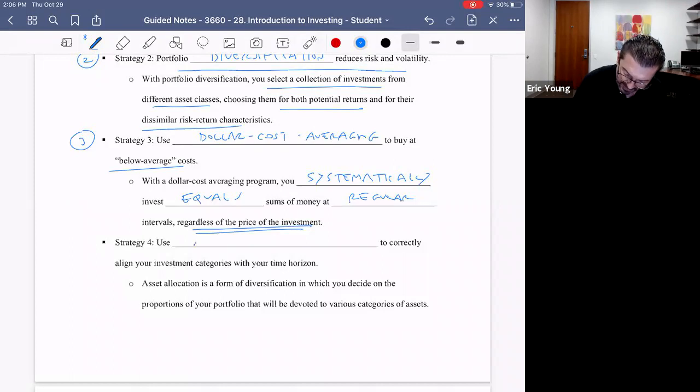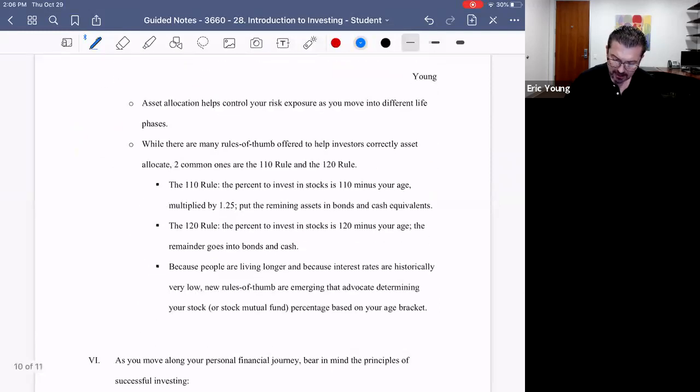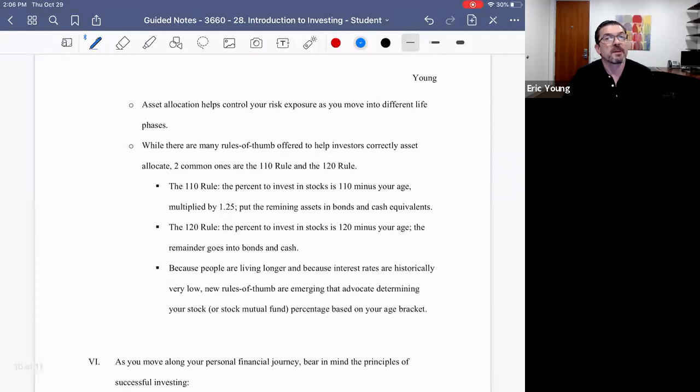And strategy 4, as we've hinted at, use asset allocation to correctly align your investment categories with your time horizon. Now, asset allocation is good for many reasons. One big thing is it helps you control your risk exposure as you move into different phases of your life. In other words, when you're younger, you have more time ahead of you, you can absorb way more risk because you have a lot more time to offset market volatility.